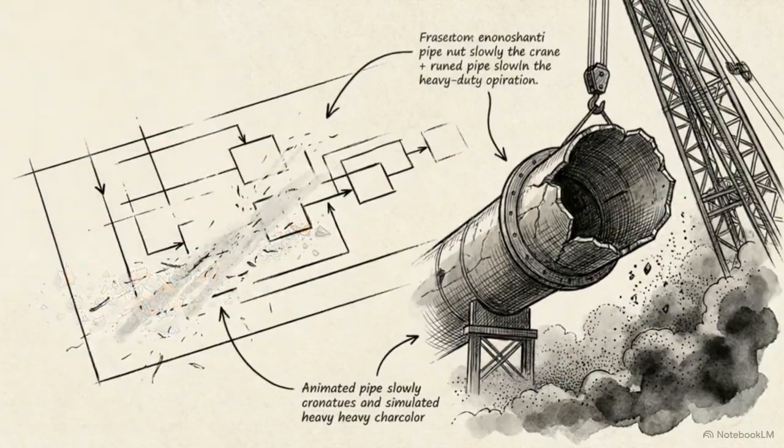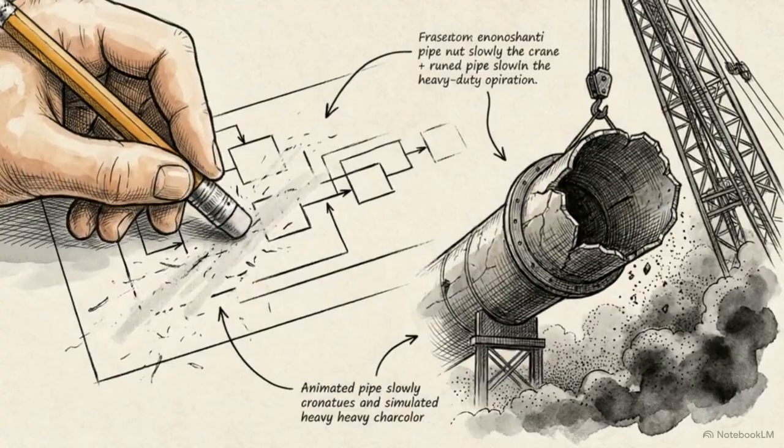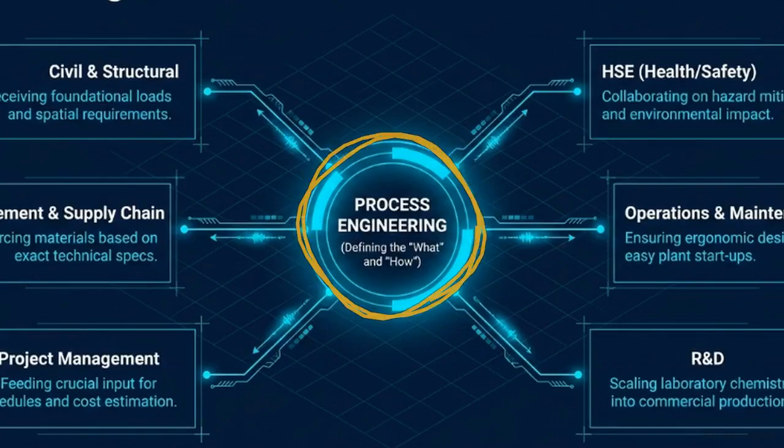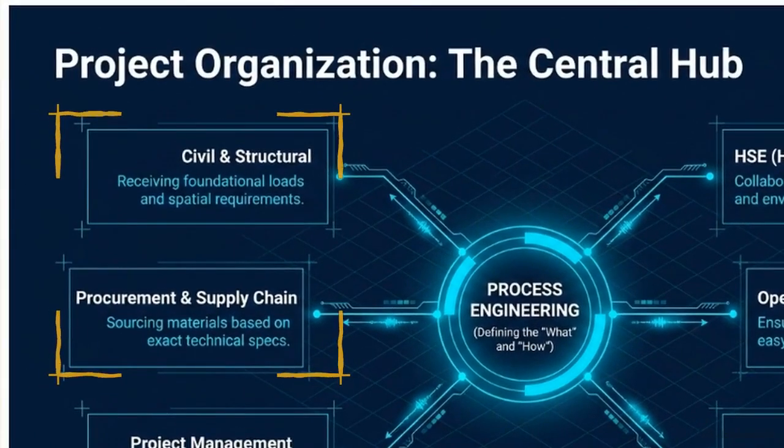With the design verified, process engineering serves as the central hub, feeding exact technical realities outward to coordinate the civil, structural, and procurement departments. This initiates Phase 4, execution.